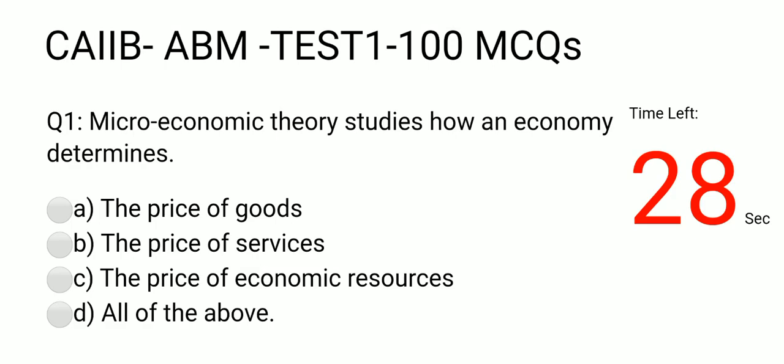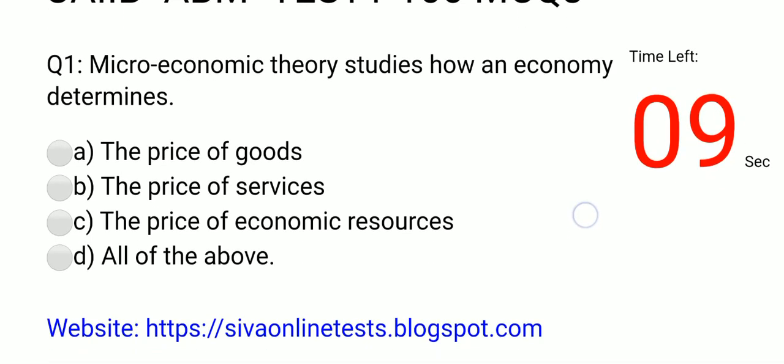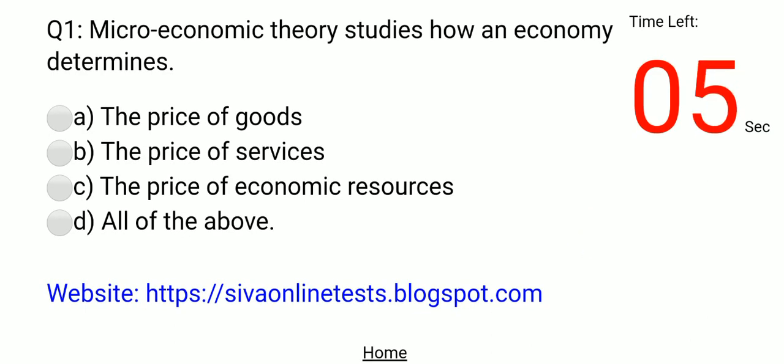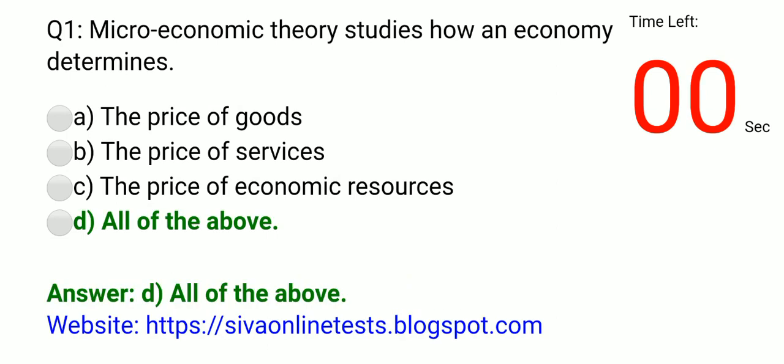Question 1. Microeconomic theory studies how an economy determines. Options. A. The price of goods. B. The price of services. C. The price of economic resources. D. All of the above. Answer. D. All of the above.